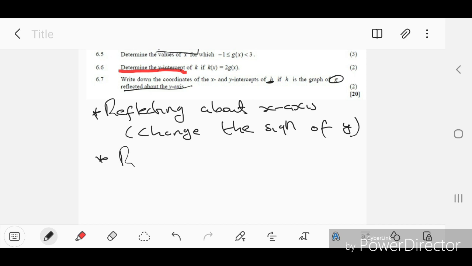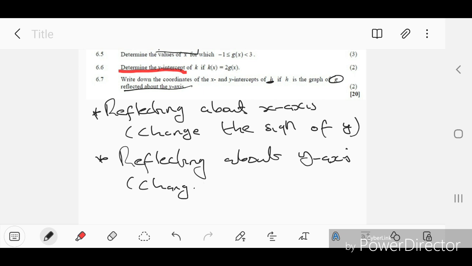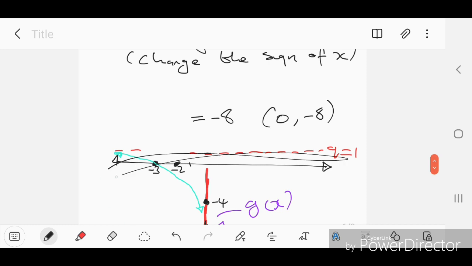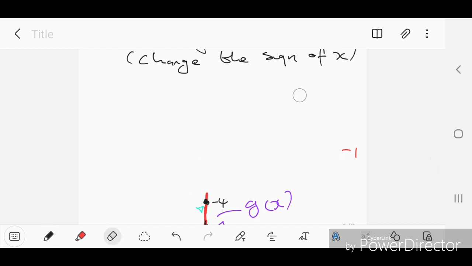When you are reflecting about the y-axis, you change the sign of x, because this is what reflection means, guys. This is what reflection means.